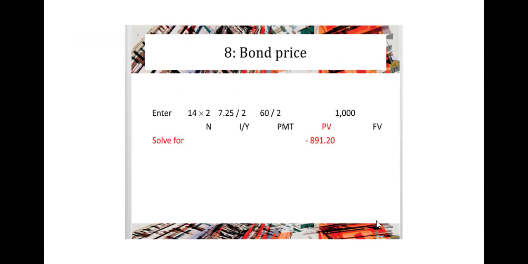Now, if you use the financial calculator, you'll have to input the values for N, for the interest rate, for the ordinary annuity payment, and also the value for the face value. And then you have to press the compute button, followed by present value, to get the present market price of the bond.